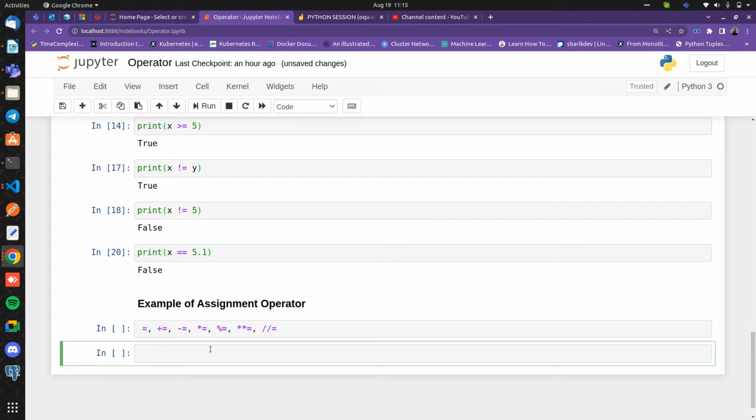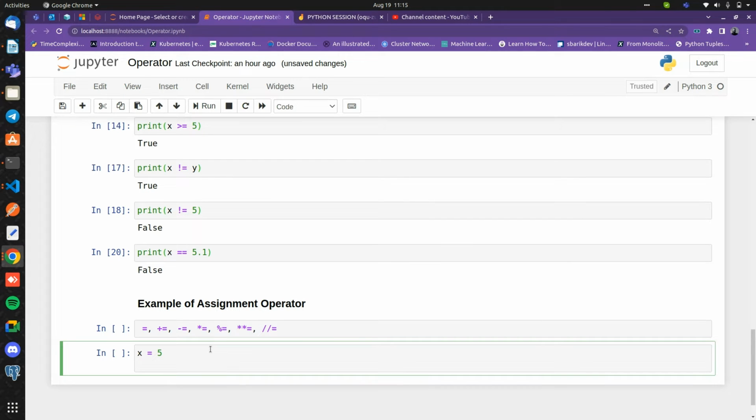Okay, equal to means, let's say x equal to 5. If I'm talking about y equal to x, this equal to sign is my assignment operator. So y equal to x means the y value will be the x value, and my x value is 5, so the y value will be 5.